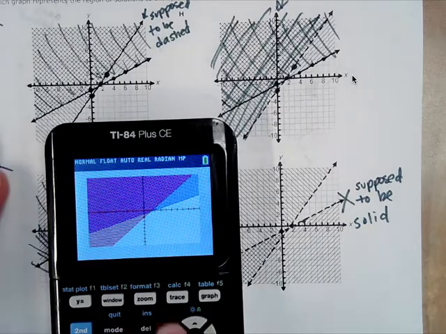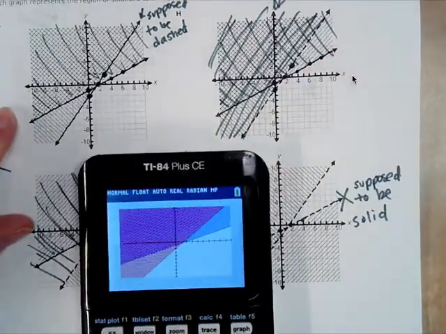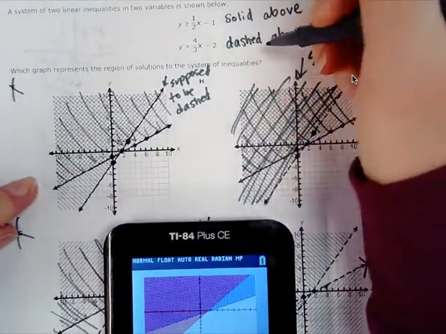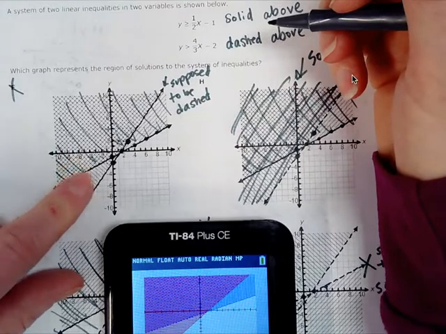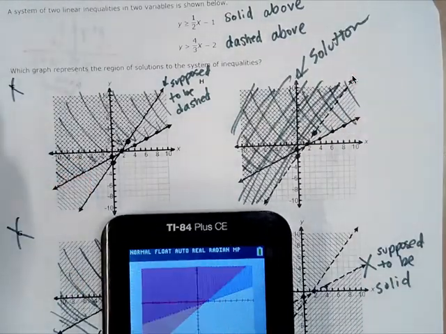The only thing that you would now have to check, so the only ones that look like that are these two. See how that looks like that? But what you would have to check is solid and dash. So there's one solid, one dash. Both of these are solid, so that's wrong. This one's dash, this one's solid, so that works.